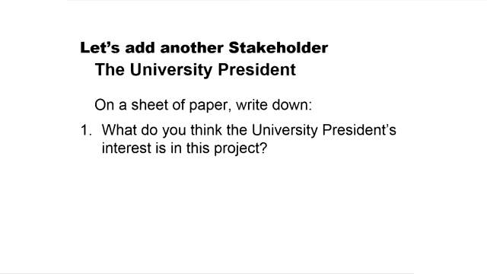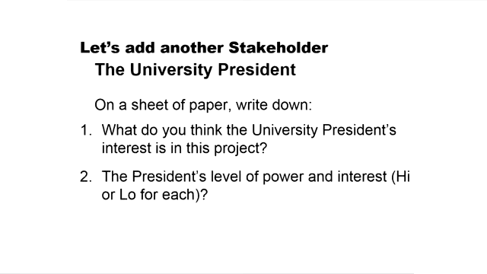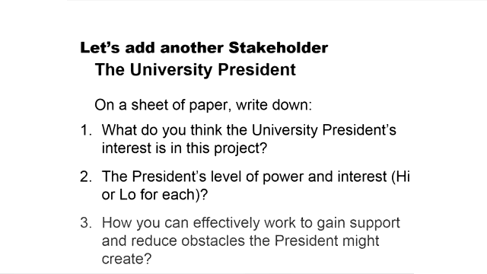Let's add another stakeholder, the university president. On a sheet of paper, write down why you think the university president is interested in this thing, their level of power and interest, high or low for each one of those, and how would you work with the university president along the way.